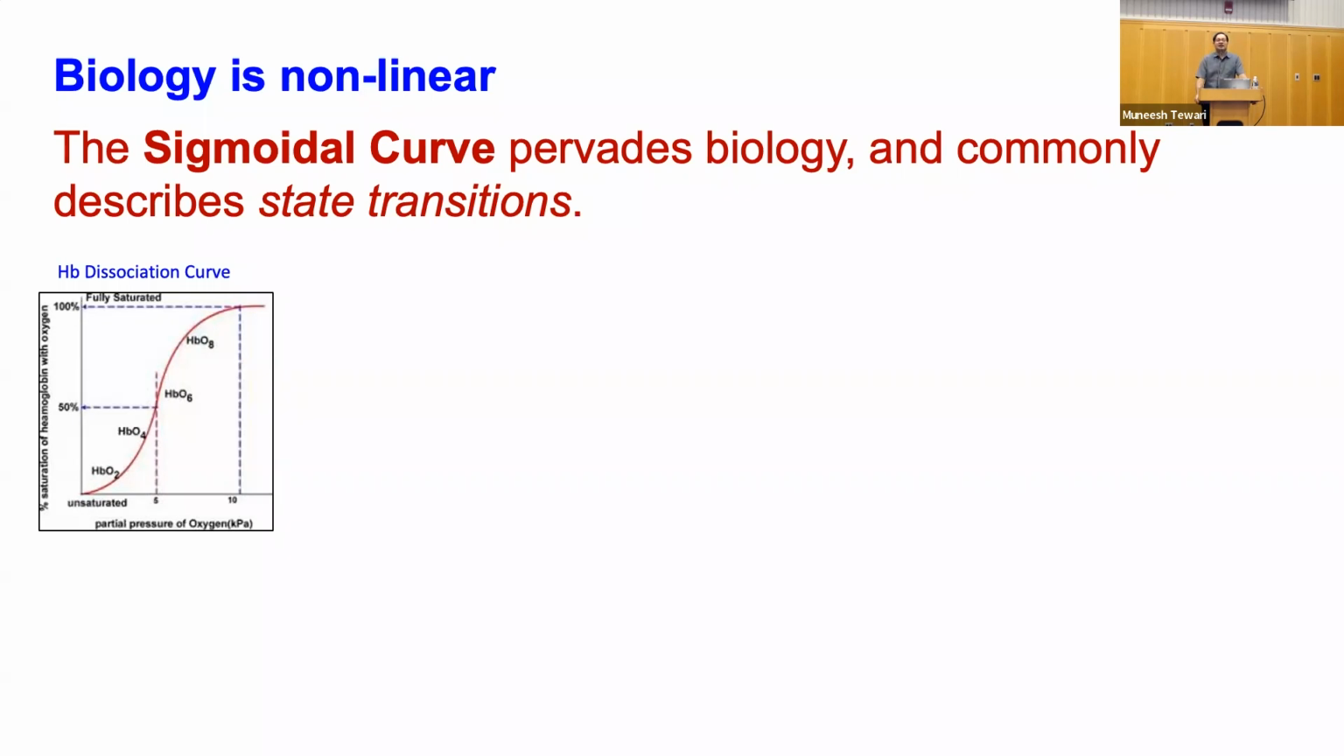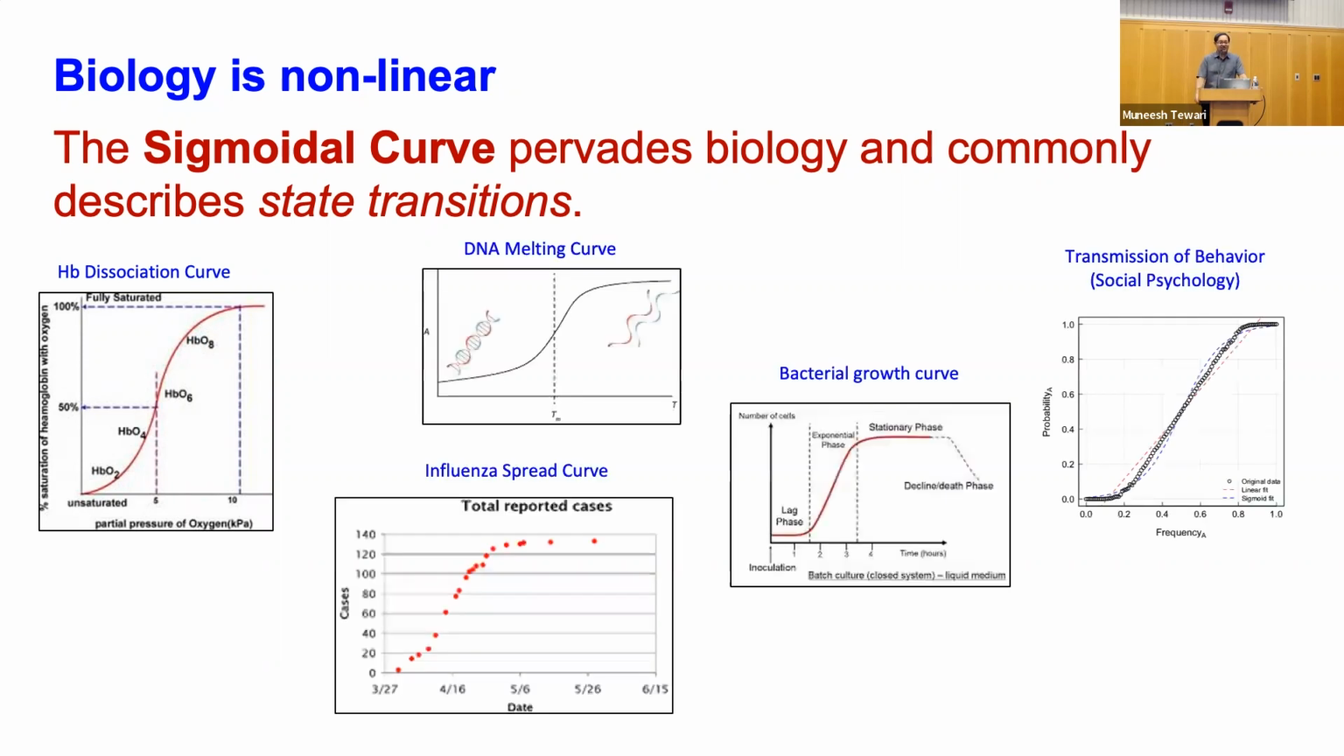And then over the years, going through grad school, doing all the cell and molecular biology courses, going through medical school, doing all the human physiology, I found that this curve pops up everywhere. So you can see here, here's the DNA melting curve. If you have two strands of DNA, you heat them, and what percentage of the DNA is going to be annealed versus not annealed? Very similar.